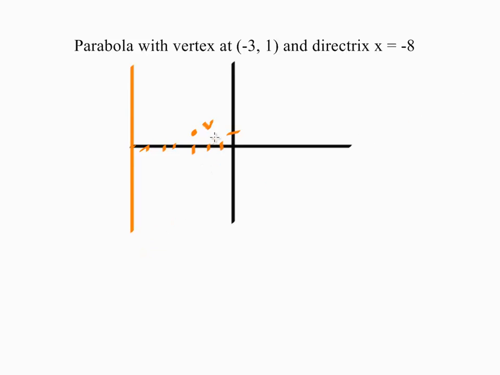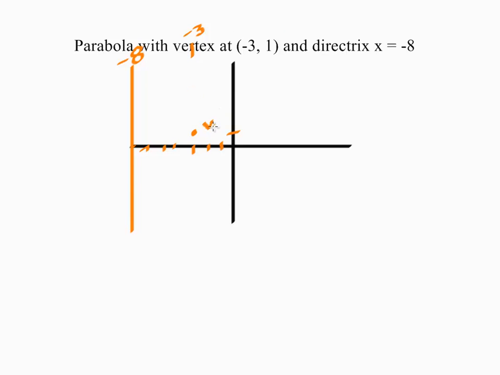Okay, so now let's go ahead and figure it out. So the focus has to be, remember, on the other side of the vertex. So it's going to have to be equal distance. So if this is right here -8, and right here is -3, halfway between is going to be the vertex, and the same distance on the other side is going to be my focus.